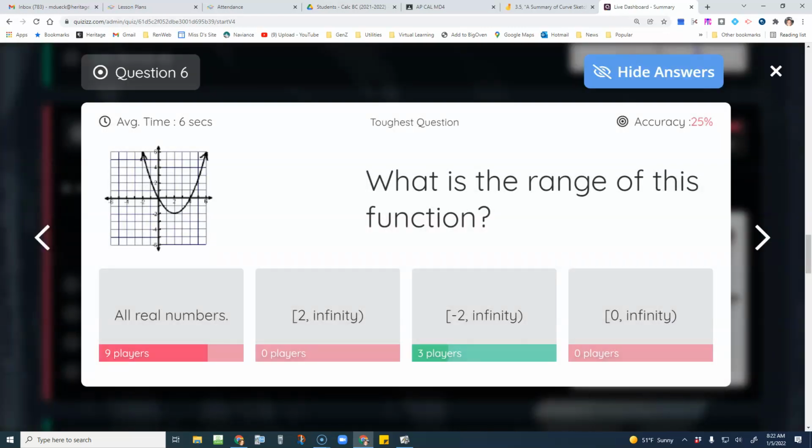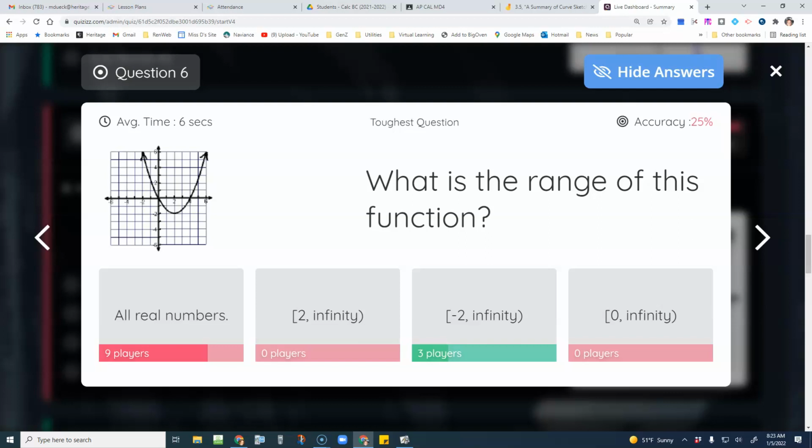Okay, this one's bad, right? Why was this one bad? I don't know, but let's talk about it. What's the right answer and why? Okay, so you can see the right answer. But what's the question asking? Why is it -2 to infinity? Why is that the range?